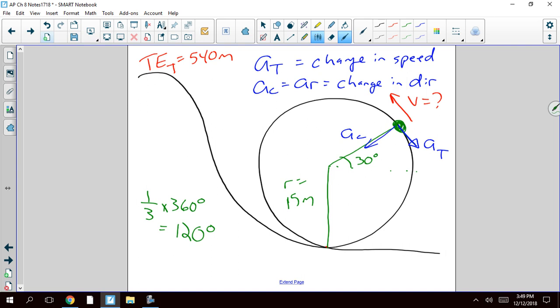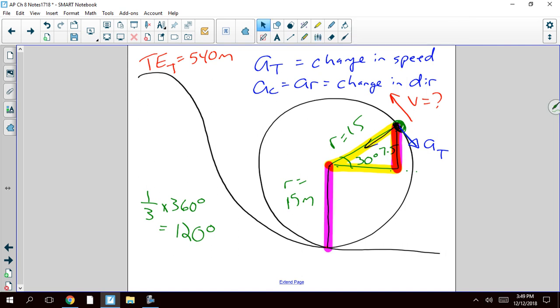I'm going to highlight my drawing here for a minute. I know that this radius here is 15. So if I look at this little triangle, 15 sine 30 tells me this is 7.5. Now if we consider 7.5 plus 15, the height at that green dot is just the sum of 15 plus 7.5, which is 22.5 meters. So let's find the velocity at that point. That's probably as good a place to start as any.